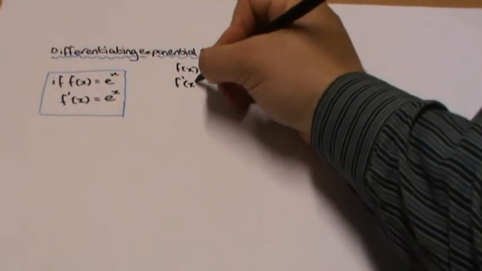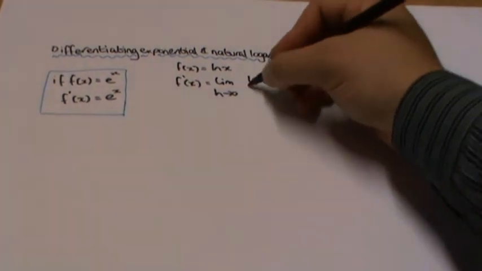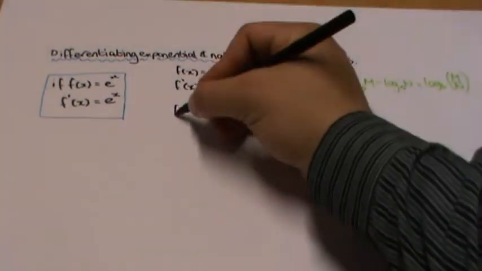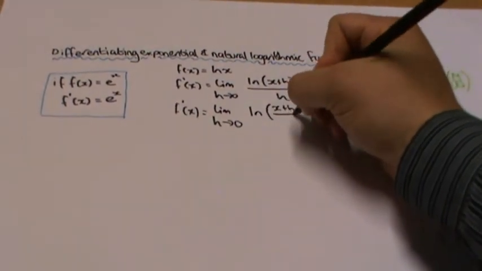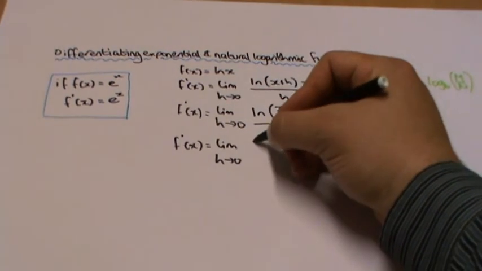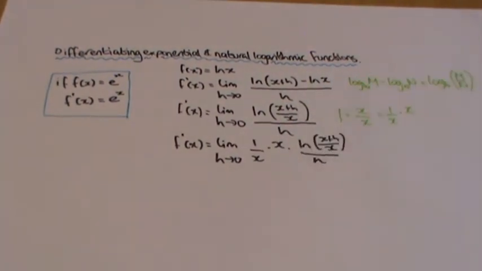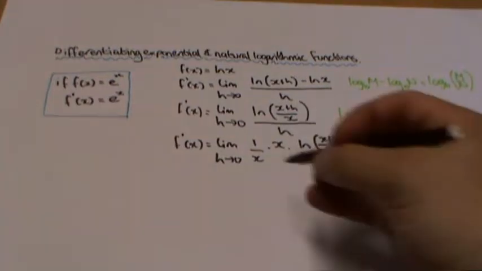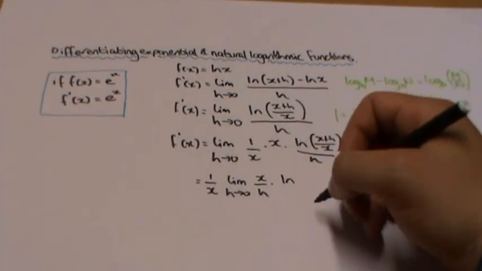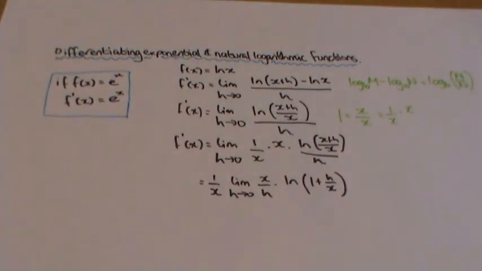Okay, so we do the same thing we did with e to the power x, and we'll analyze it by the first order differential using this formula. And we're going to say that log m minus log n is log m over n, and we're going to simplify it like that. The next stage in simplifying this is we're going to say that 1 is equal to x over x, which is 1 over x multiplied by x. Okay, and it'll become apparent why we've done that in a moment. So we're going to pull out the factor of 1 over x because there's no h in it, and h approaching 0 doesn't have any effect. And we end up with x over h times log of 1 plus h over x.